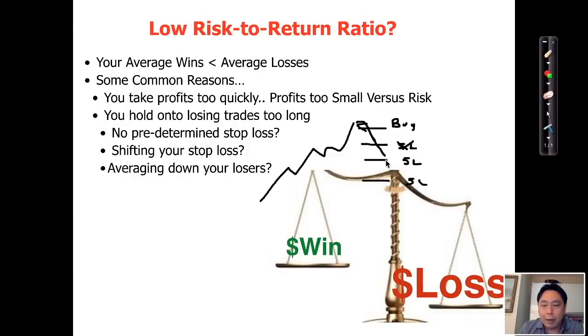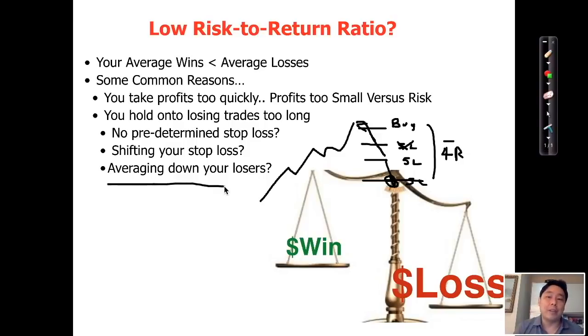Oh my God, it's going down, right? And eventually what happened? When it eventually hits their stop loss, instead of losing 1R, they lose 4R or 5R. And that one loss can wipe out many wins. Okay? So never ever shift your stop loss down if you're going long, or shift it up when you're going short.